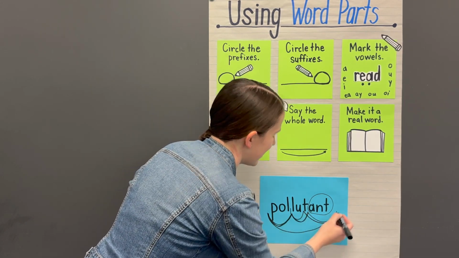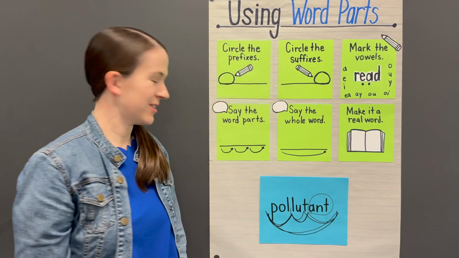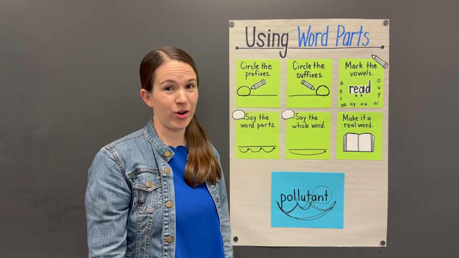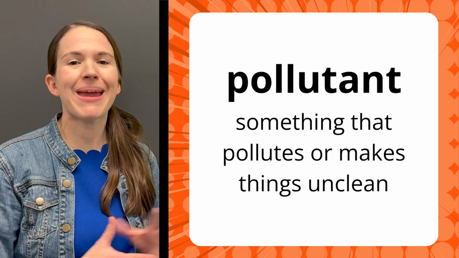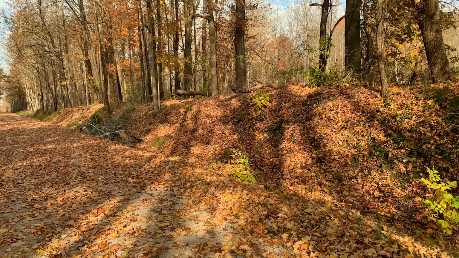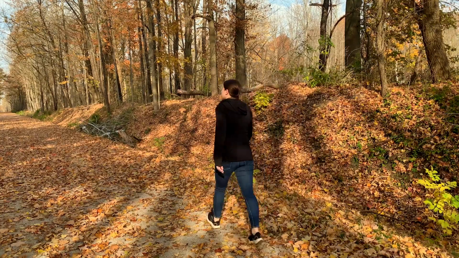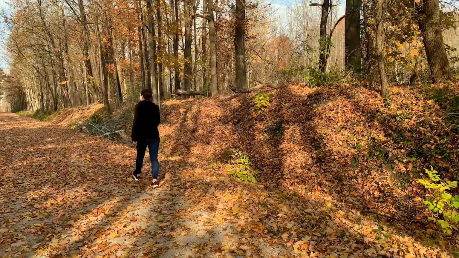Pollutant. Pollutant. That's a real word. A pollutant is something that pollutes or makes things unclean. Many air pollutants are invisible. We don't even know they're around us.